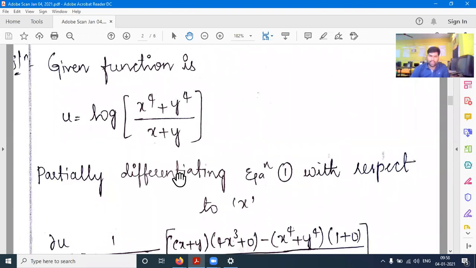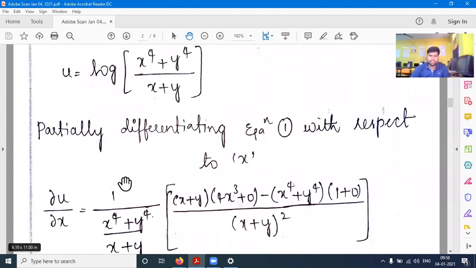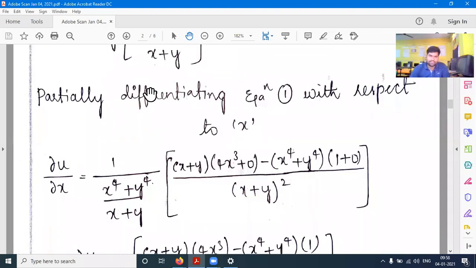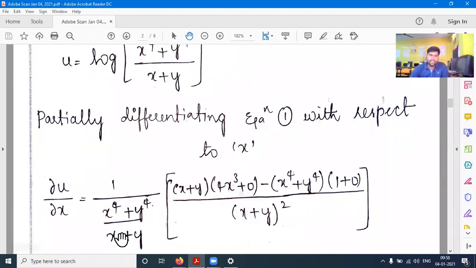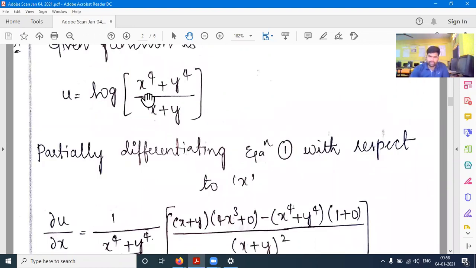So with respect to x, then dou u by dou x is equal to, we already know the formula, derivative of log x is 1 by x. So that is 1 by x, where x means this one: x to the power of 4 plus y to the power of 4 by x plus y, into, again this one to differentiate. In the numerator x is there, in the denominator also x is there. So you have to apply the u by v formula.